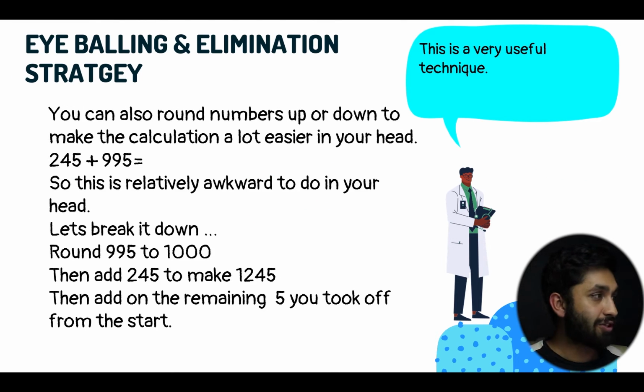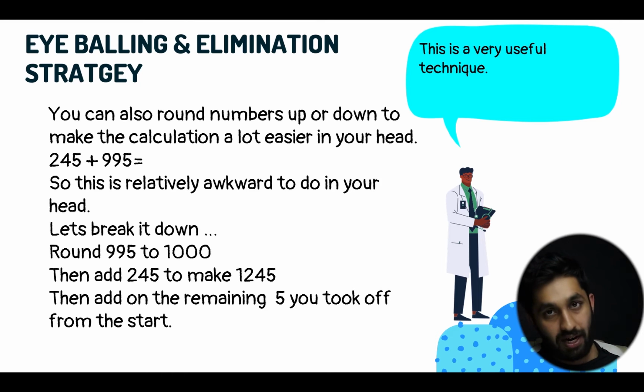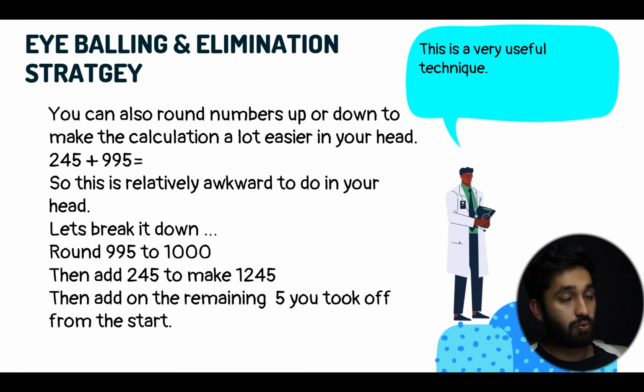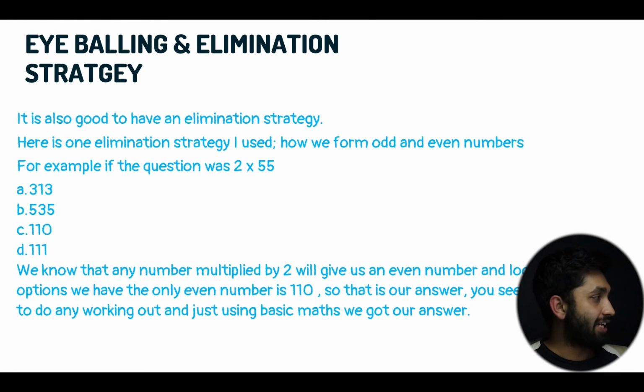Okay, so you can also round up numbers or round them down to make the calculation a lot easier. So 245 plus 995, obviously 995 is a lot closer to 1000, and then you can add 245 to 1000 to make 1245, and then you can subtract the 5 that you added right at the start, which should give you 1240.